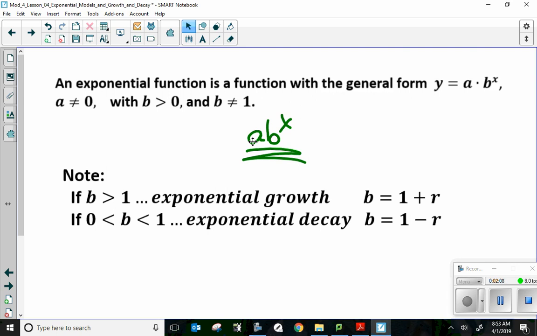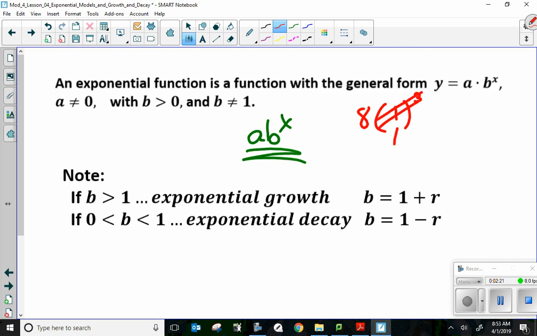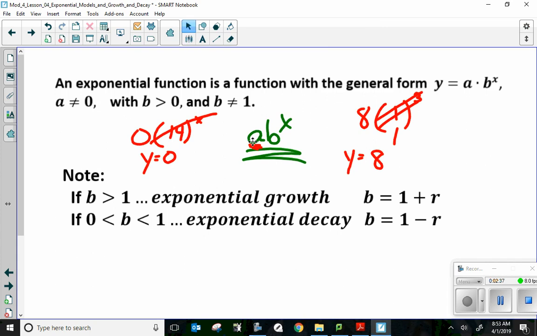What do I mean? Well, if my base was 1, if b was 1, 1 to the third, okay? This is just 1. 8 times 1 is 8. It becomes linear, okay? Likewise, if my a was 0, 0 times, let's call this 14 to the x. 0 times anything is 0. Okay, so we don't want a to be 0, and we do not want b to be 1.